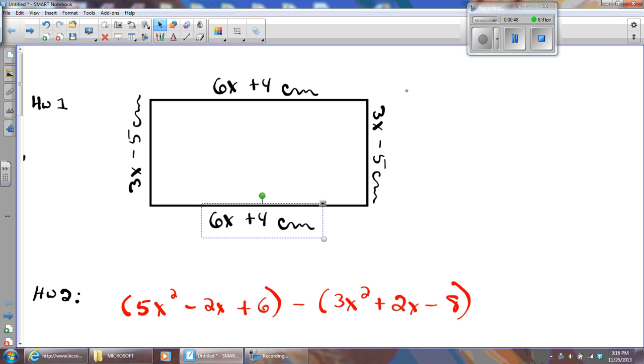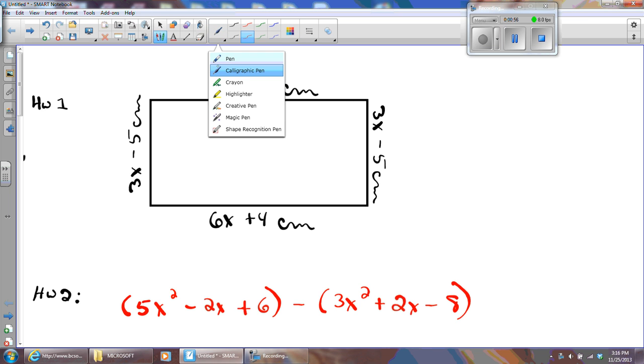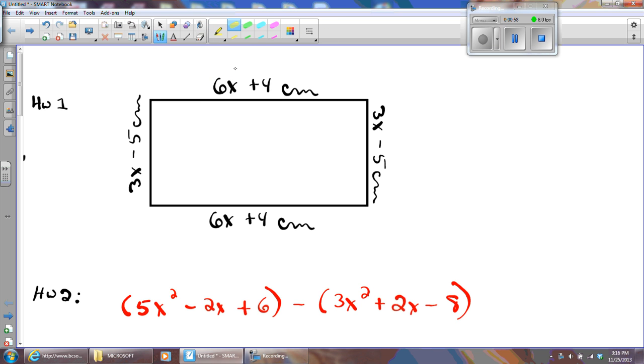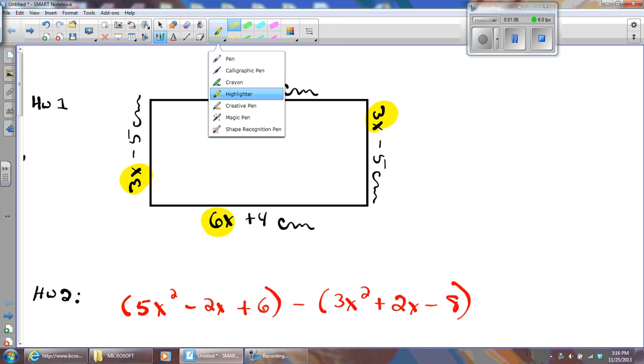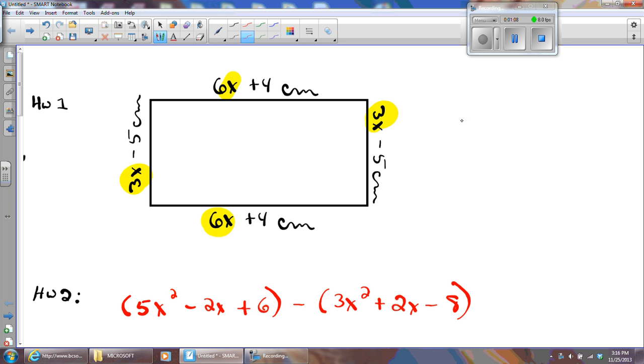All right, so a problem like this is super simple. I'm surprised so many of you are having trouble with it. Look, perimeter is just the distance around the shape, around the polygon. And all we're going to do is combine like terms. So I'm going to count my x's. And it looks like all together I have 18 x's.